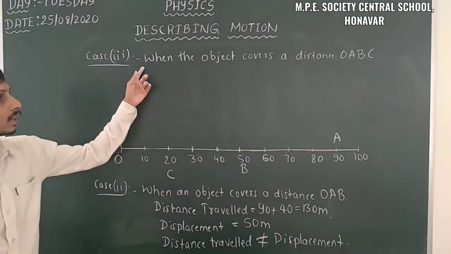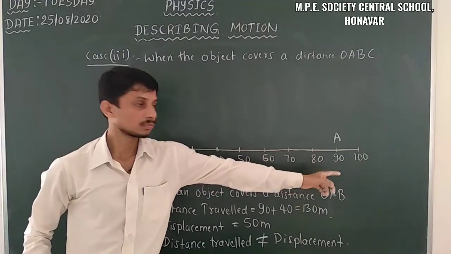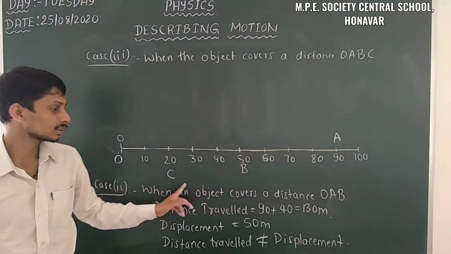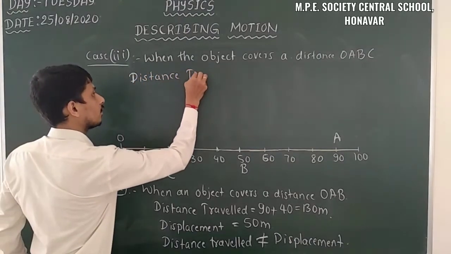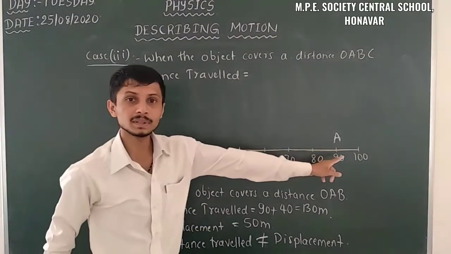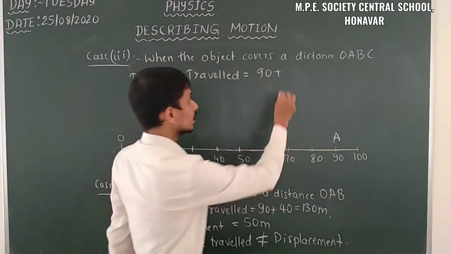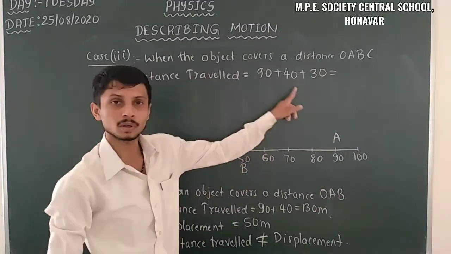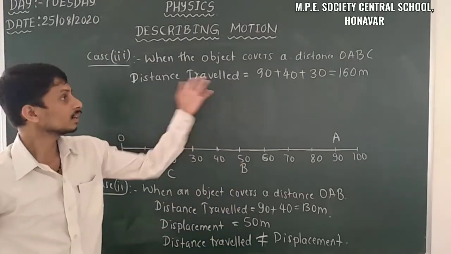Here the object covers a distance O, A, B, C. First he took the journey from O and reached the point A. Then he covers up to B. Then he travels up to C. That means the total distance traveled is: O to A is 90, A to B is 40, plus B to C is 30. So the total distance is 90 plus 40, 130, 130 plus 30 is equal to 160. 160 meters is the total distance traveled in case of OABC.